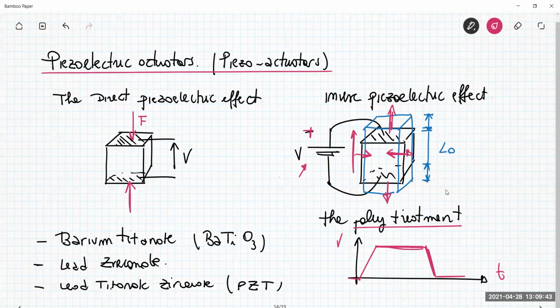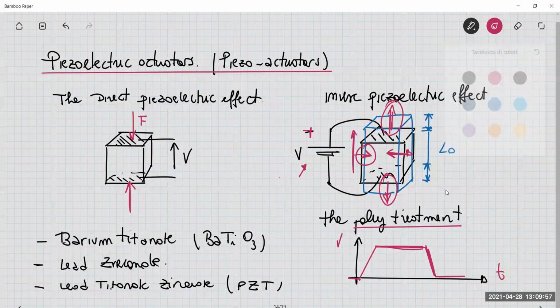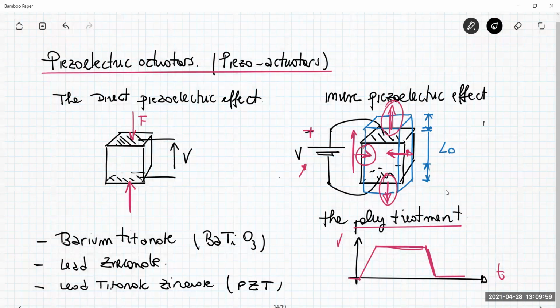Okay, so as you can see here, this effect of deformation, which is exactly parallel to the applied electric field, is much higher with respect to the other. This is often exploited. Typically, the directions are indicated in crystallography this way: 3 is the vertical direction, then we have 1 and 2, which are the directions in the plane.